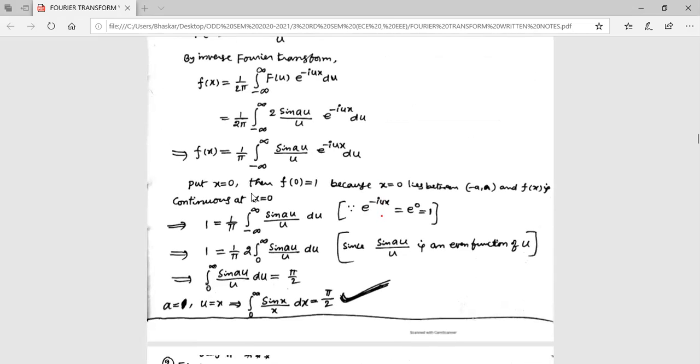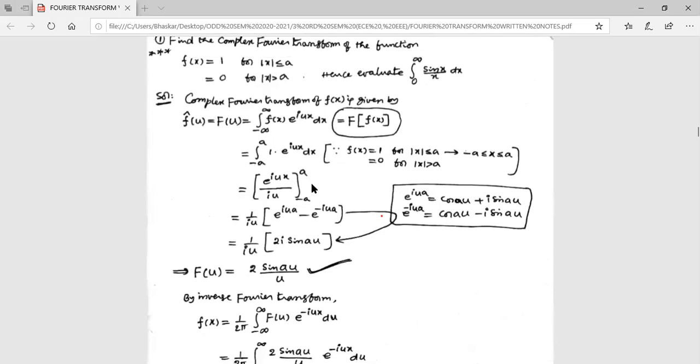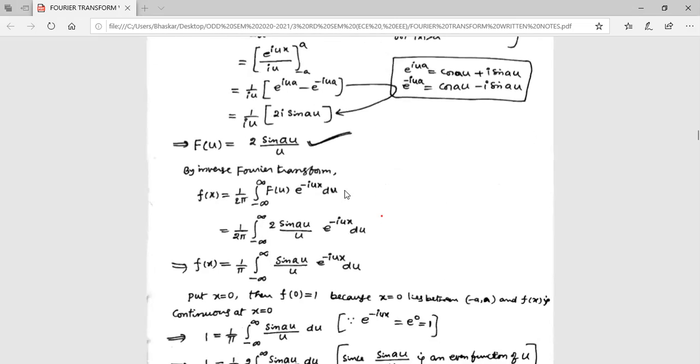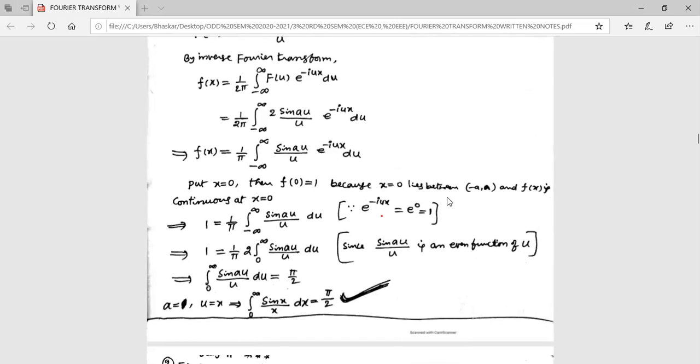What I wanted to say here, just f of x. Put x is equal to 0. I am substituting that here. If I substitute x is equal to 0 here, what is our f of x function? F of 0 is also 1. That's why f of 0 is equal to 1.